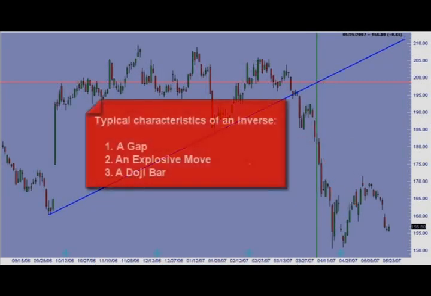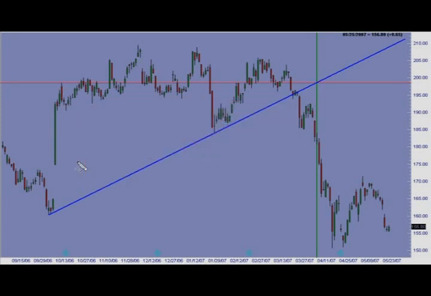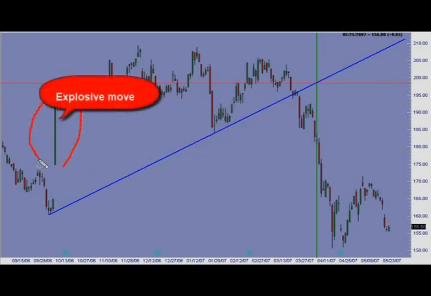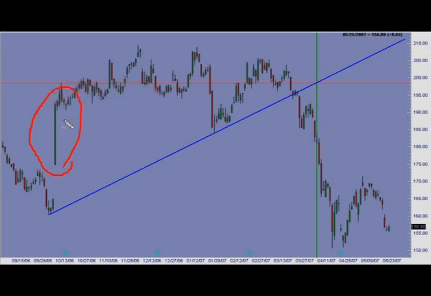Aside from the doji bar, inverse is also characterized by an explosive move or a gap. Now those two sound similar, but there are distinct differences that we're going to look at. The first is the explosive move, and in this market of orange juice we have some good examples. Here is an example of an explosive move. You see how long this bar is. In fact, it even has a gap before it. But the key here is this long bar. When you compare that to the other activity of this market, you don't see anything that comes even close to that length and move. It's clearly an explosive move.